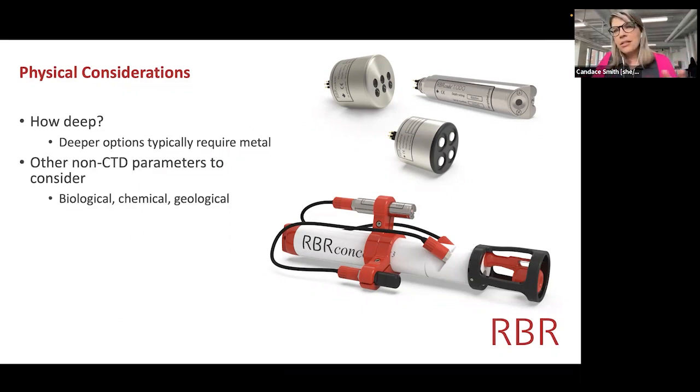Another physical consideration, I guess, is what other non-CTD parameters are you interested in? I've been talking solely about CTD so far today, but there are many other different types of sensors that people want to integrate now, and we're getting more and more requests for biological, chemical, and geological sensors. So, thinking of, say, in the bottom corner here, a CTD with extra options to measure oxygen and turbidity or something. Having just a CTD is often great and awesome, but it's not always exactly what you need for your science question.